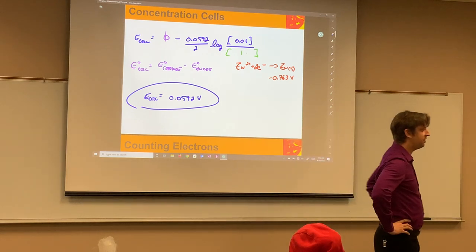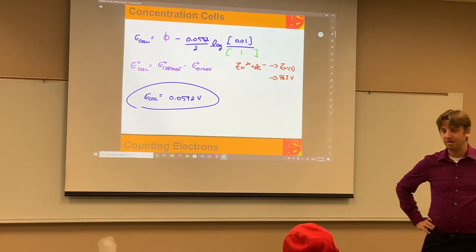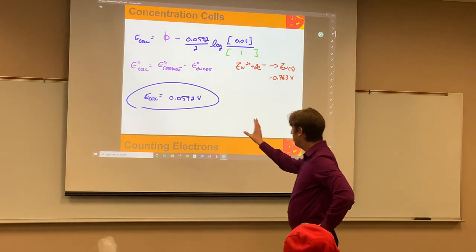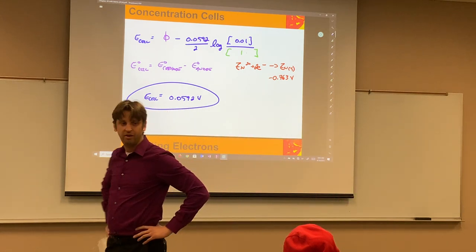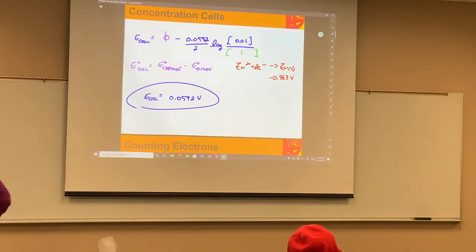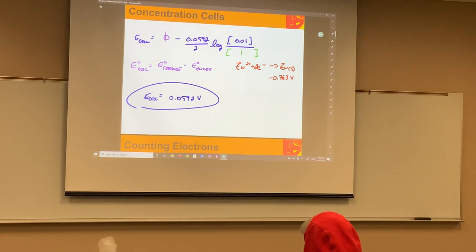So what does this tell us? Even if we have a difference in concentration, there is going to be a certain potential that we can measure out of that. We can create a battery based off of the differences in concentrations there. All right.